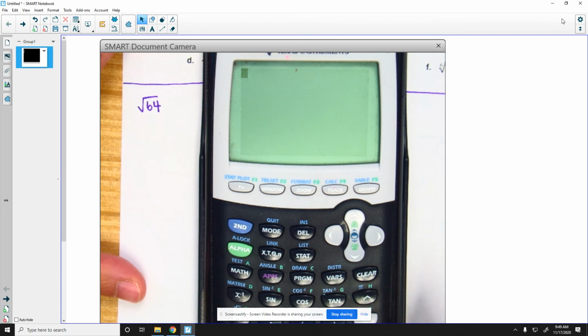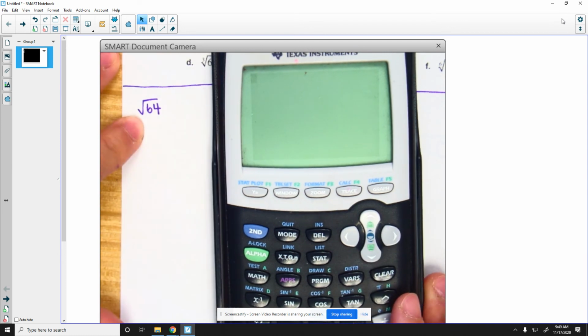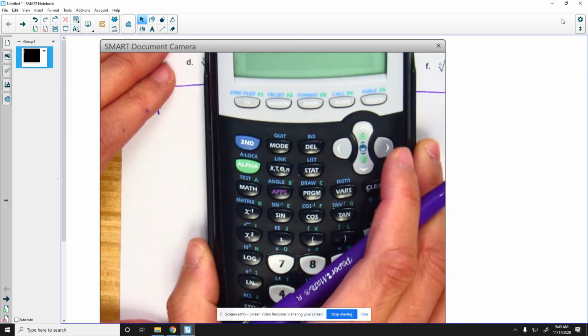So whenever your calculator does something that's weird or wrong or you can't get it off of it, second plus 712. All right, here we go. So to type in the square root, all right, so just type in the square root.